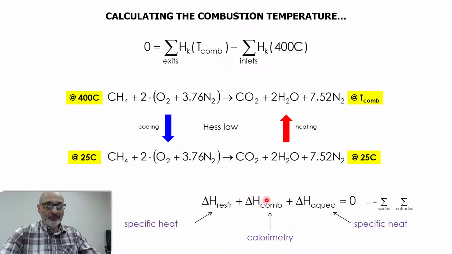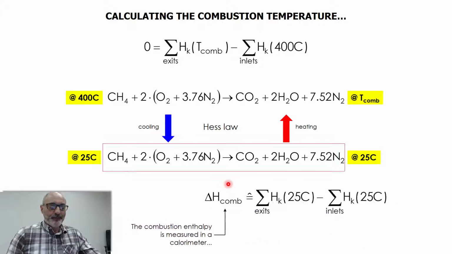Then we have combustion enthalpy associated with the combustion reaction. And this is the type of data that we have from a calorimeter. So we're going to use that for our calculations. And we also have the heat necessary to heat the combustion gases from 25 to the combustion temperature. So we have to assess all these three numbers here. I'm going to show you how.